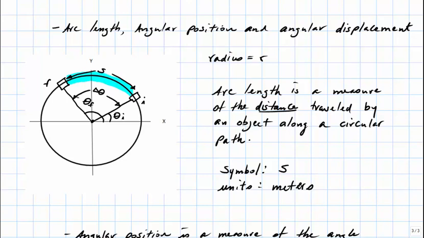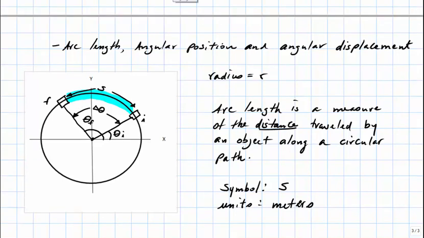Delta theta just measures the angle between the initial and the final positions. We're now going to derive the relationship between arc length and angular displacement by noting that the ratio of arc length with respect to displacement will equal the ratio of the arc length for the entire circle with respect to the angle subtended by an entire circle.